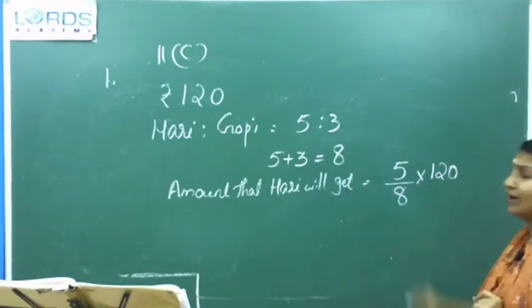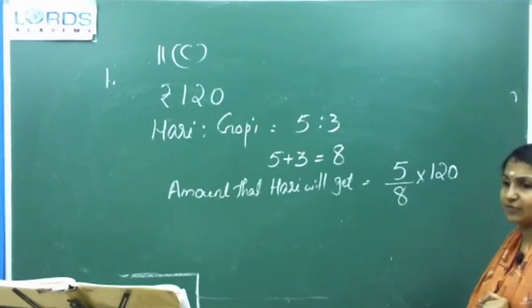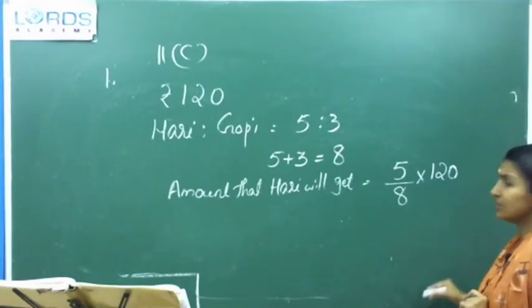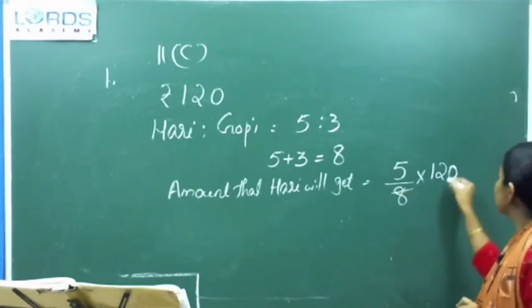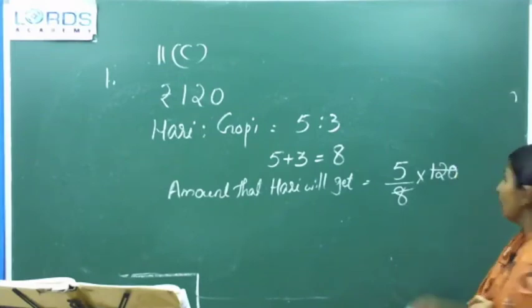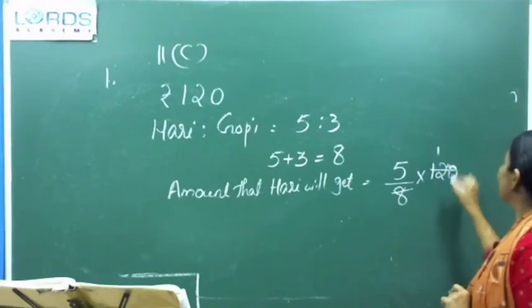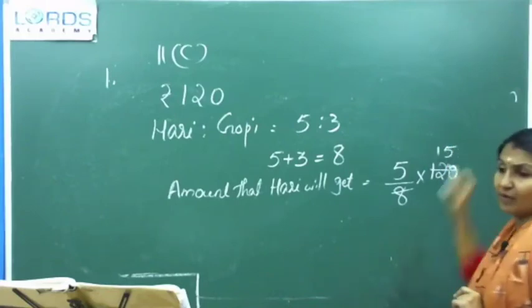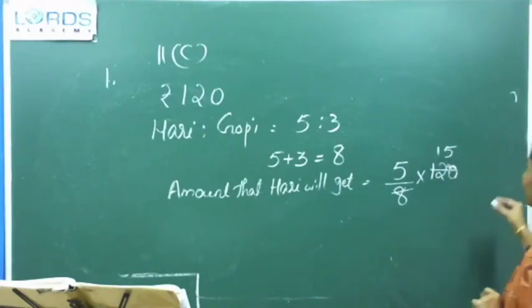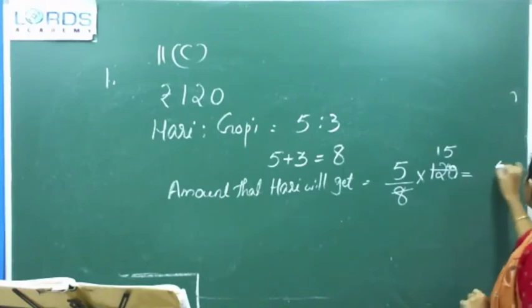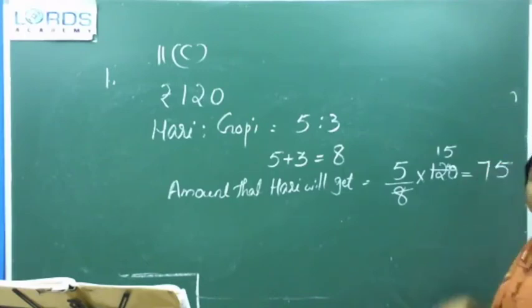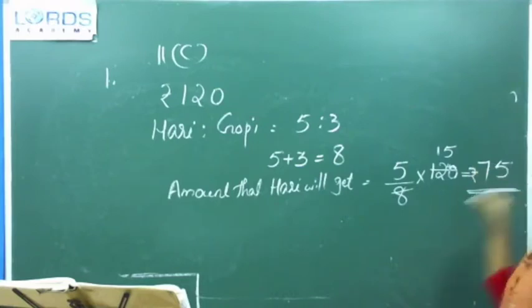Now, we can make it into the simplest form. When we cancel the numbers, what will we get? 8 in 120. How many times does 8 go in 12? 1 time. Balance 4, in 40 it will be 5. So 15 into 5. What is 15 into 5? 75. So 75 rupees Hari will get.